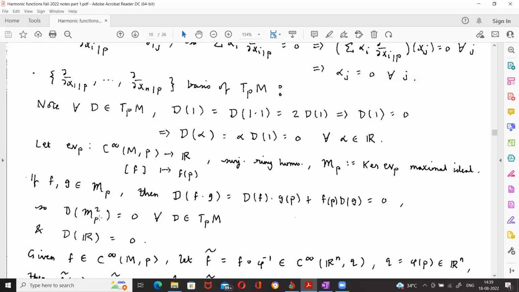So for a product of two functions, if something is of second order, its derivative should be 0, right? If something is big O of H squared, then its derivative should be 0. So that's the intuition behind this fact that D vanishes on the square of the maximal ideal MP. Because these are second order elements. These are functions which are second order near P. Okay. So we're almost out of time. Let me stop this and we'll start a new session.